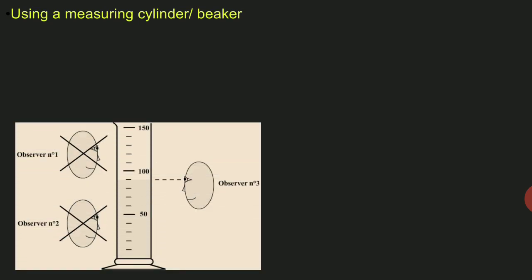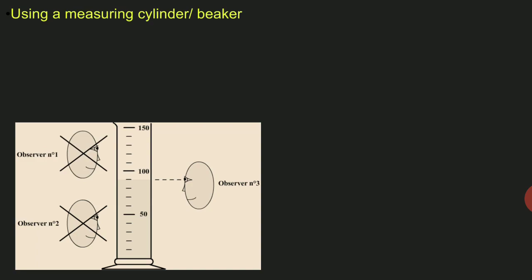Now, how to use a measuring cylinder or a beaker? Whenever we need to use a measuring cylinder or a beaker, we generally first wash the cylinder or beaker and make it dry. Then we fill it with a liquid whose volume needs to be measured. Now see in the picture, I know it's a little lighter, but the reading is just below 100.